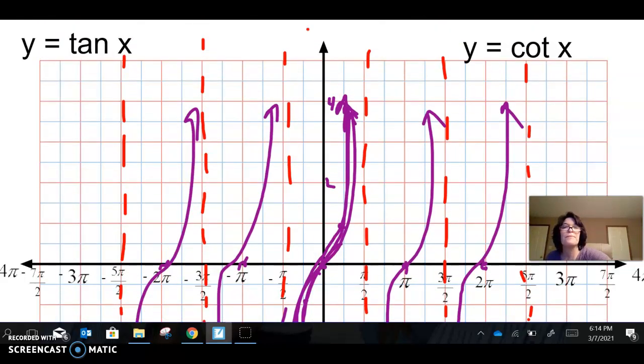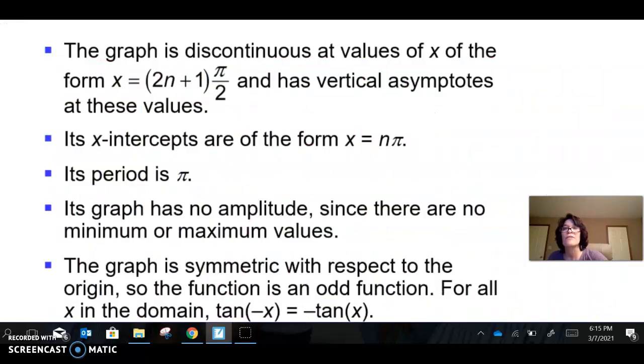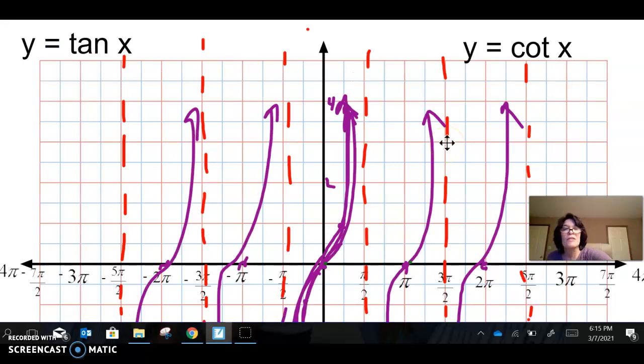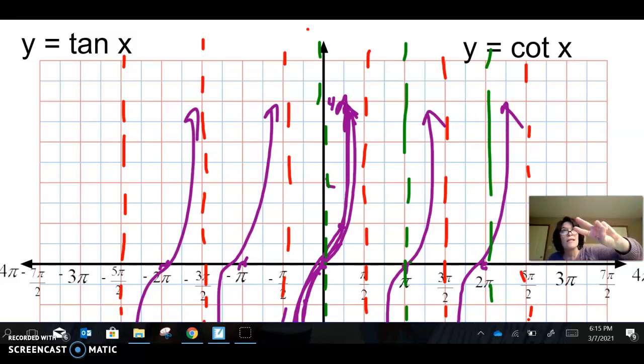Now cotangent is going to be undefined wherever tangent is 0, right? So its vertical asymptotes are at the opposite spots. Its vertical asymptotes are at 0 and pi, and 2 pi, because wherever tangent is 0, cotangent is undefined, since cotangent is the reciprocal.